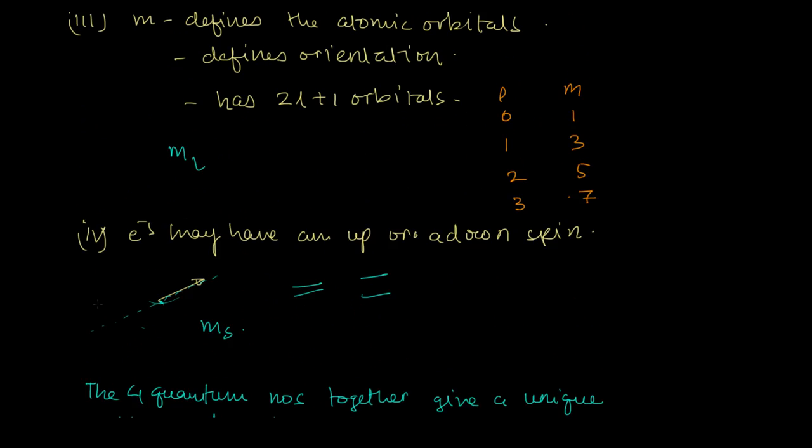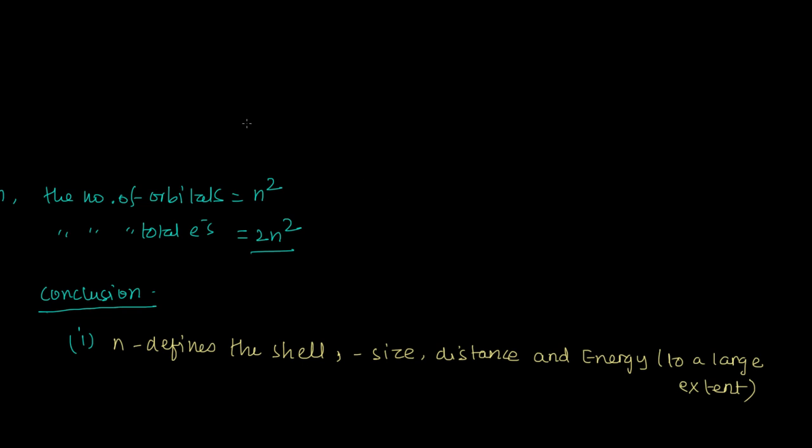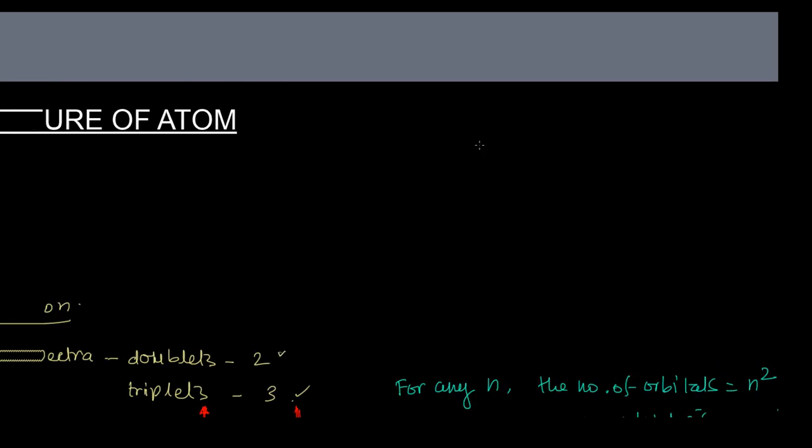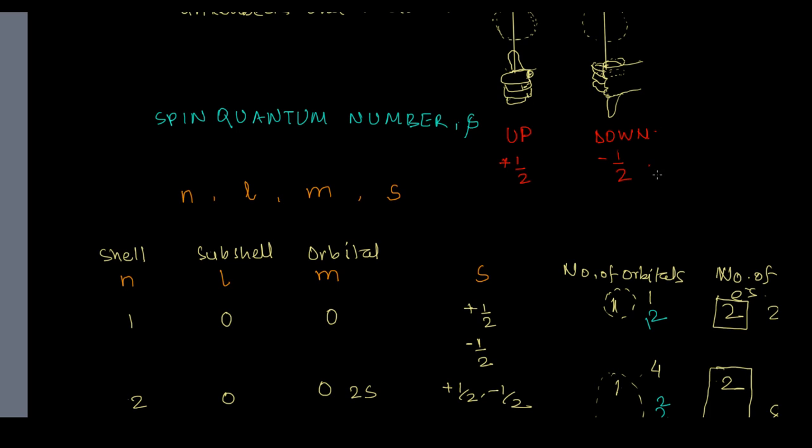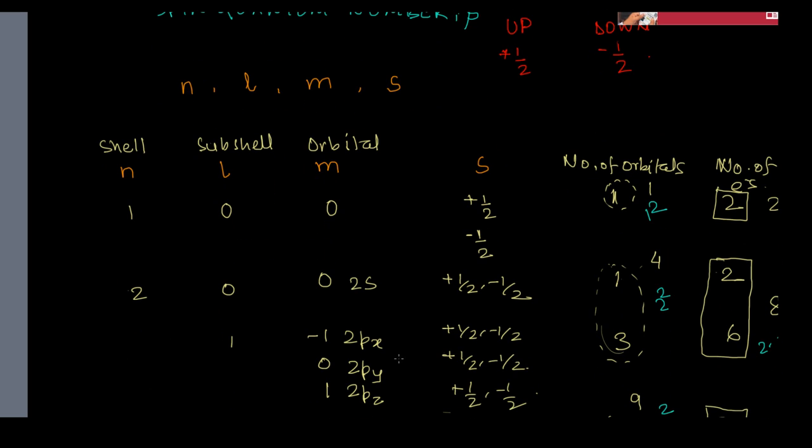Understand? So one of the electrons here, this electron will have an address of what? This electron will be having n is equal to 1, l is equal to 0, m is equal to 0, and s is equal to half. 100 half. 100 minus half. 200 plus half. 200 minus half. 210 plus half. 21 minus 1 plus half. 21 minus 1 minus half. 210 half. 210 minus half. 211 plus half. 211 minus half. So no two electrons will have the same address.